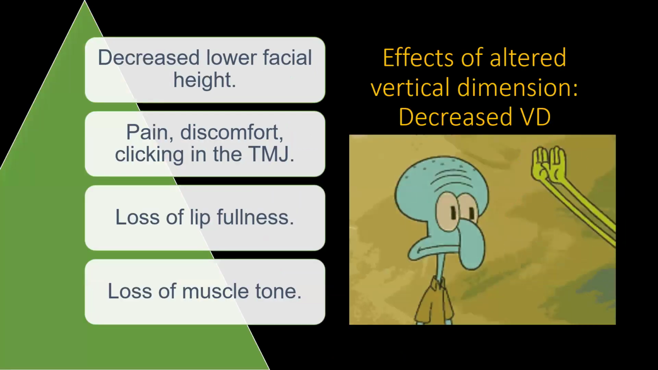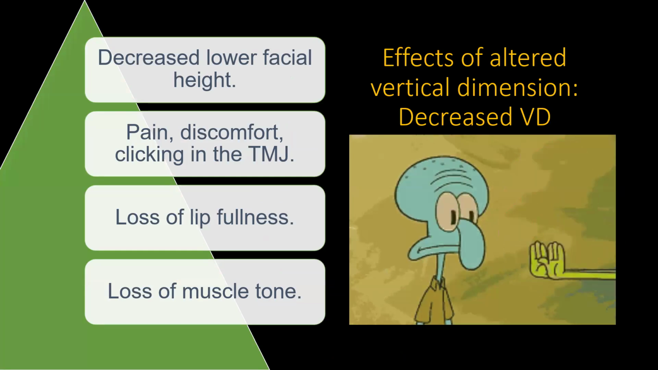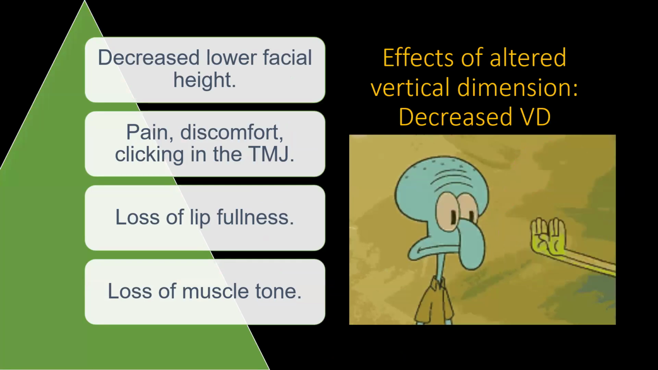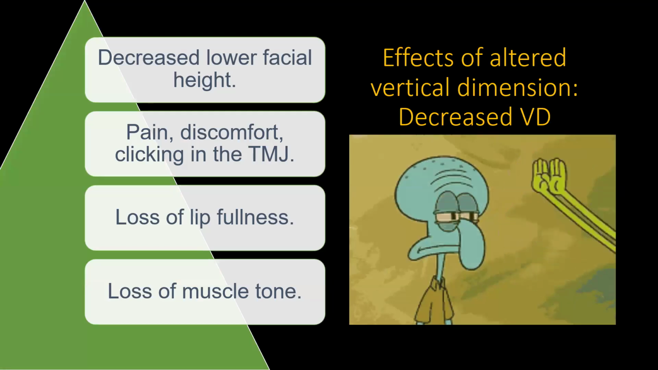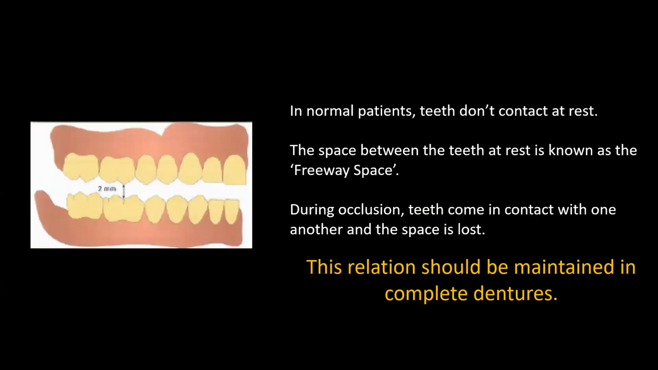So, what happens when this said vertical dimension is decreased? If an increase in vertical dimension is going to increase the lower facial height, a decrease in the vertical dimension is going to decrease the lower facial height, which in the correct vertical dimension is equal to the upper facial height. It is also going to lead to pain, discomfort, and clicking in the temporomandibular joint. It is going to lead to loss of lip fullness and loss of muscle tonicity. The vertical dimension record can be recorded in two parts. One is the vertical dimension at rest position, and the other is the vertical dimension at occlusion.